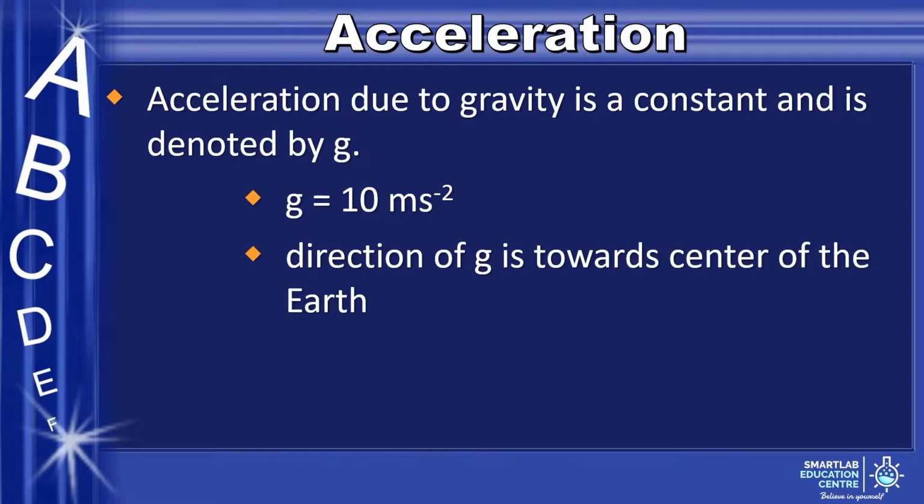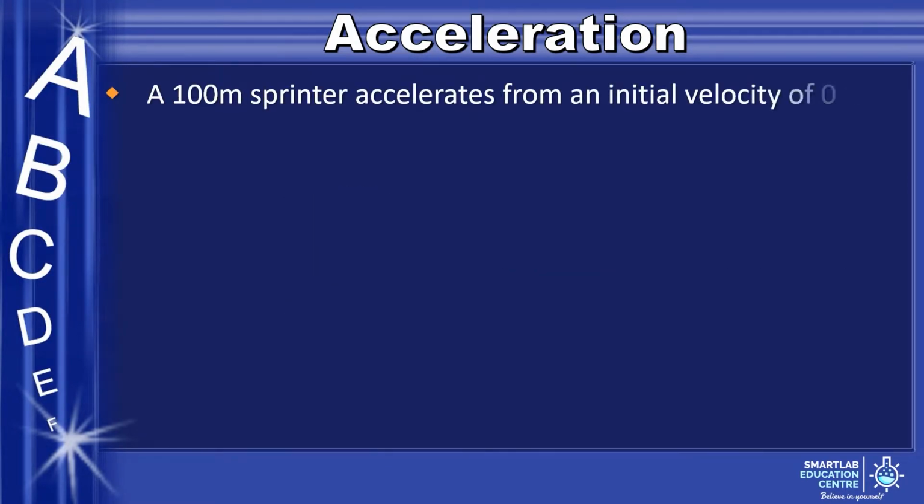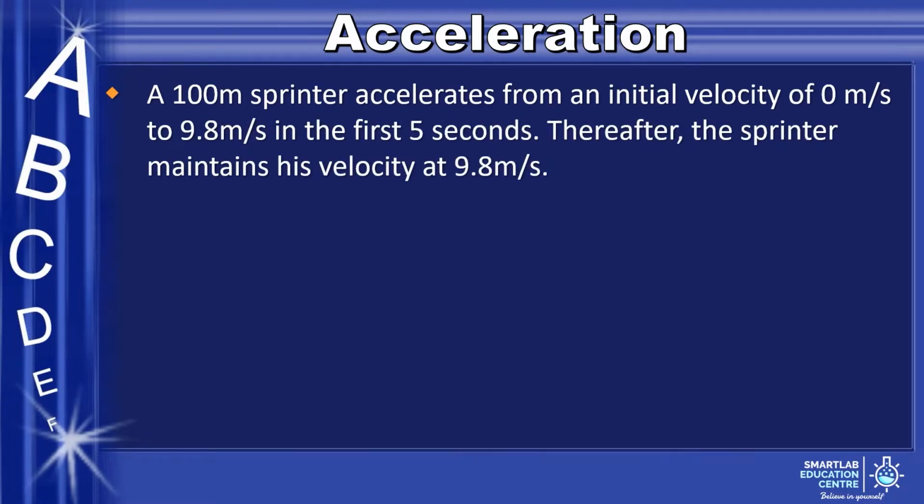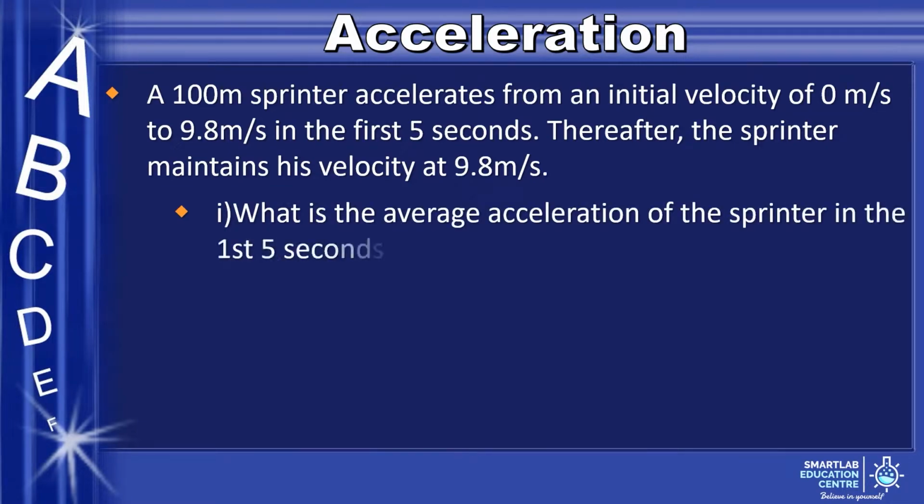Now let us touch on some questions. A 100m sprinter accelerates from an initial velocity of 0 meters per second to 9.8 meters per second in the first 5 seconds. Thereafter the sprinter maintains his velocity at 9.8 meters per second. What is the average acceleration of the sprinter in the first 5 seconds? What is the acceleration of the sprinter beyond the 5th second?